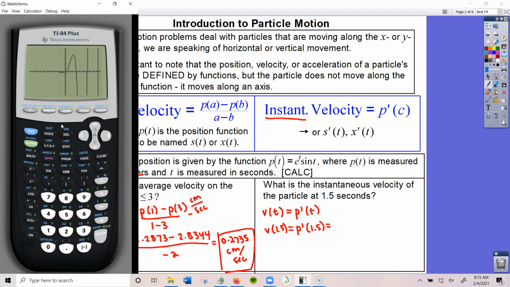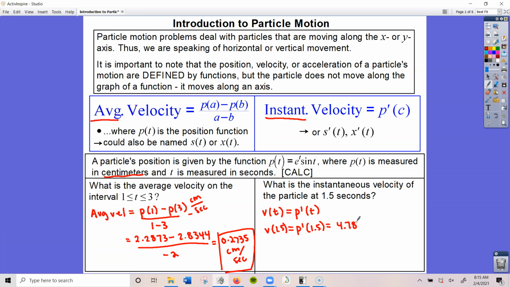Let's go back to the graph. I'm going to go to second calc, and then I'm going to come here to option 6 for dy dx. And I'm going to plug in the value 1.5. And we get here that dy dx is 4.7874. And again, don't forget the units. So remember that the units here, because this is a rate, are the same units as the average velocity. So centimeters per second.